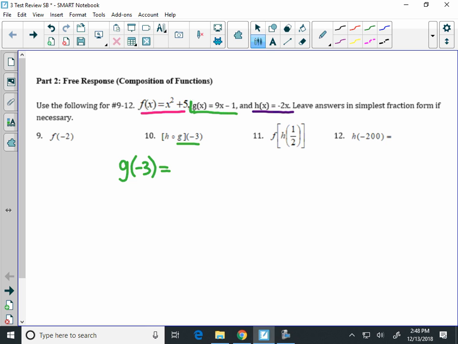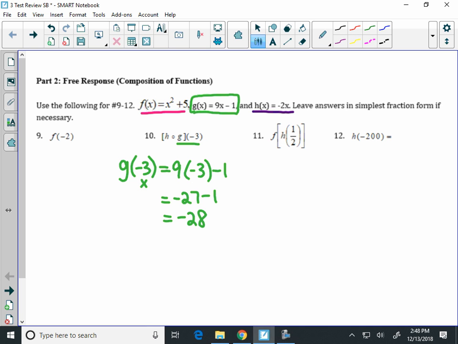So you're going to look at g up here, 9x minus 1. You're going to put that -3 in for x. 9 times -3 minus 1. Well, 9 times -3 is -27. Minus 1 is -28. That is g of -3.